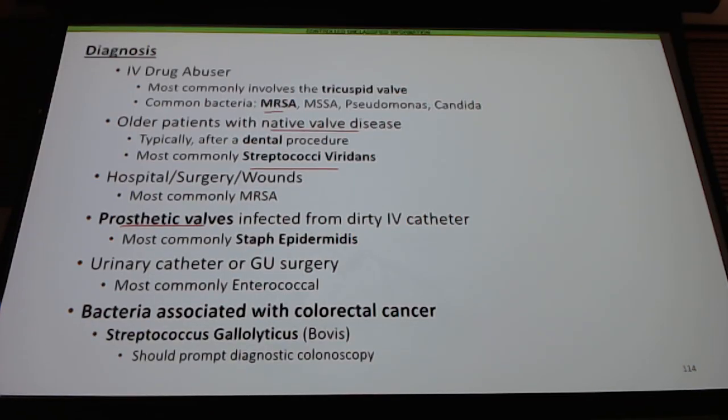If somebody has a prosthetic valve, then it could be something like Staph epidermidis, so go ahead and start treatment for that. If your culture comes back with Strep gallolyticus, then this could actually be an indication of colon cancer, and they probably need to get a colonoscopy as soon as possible.